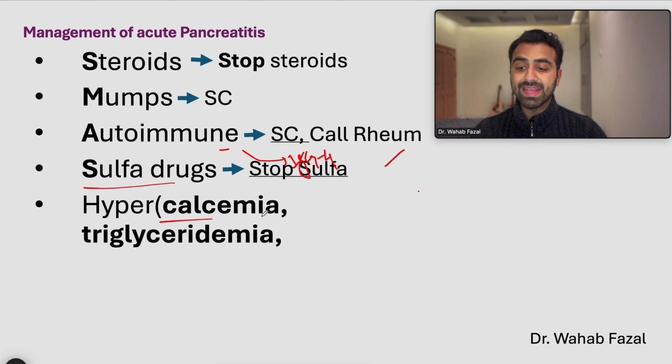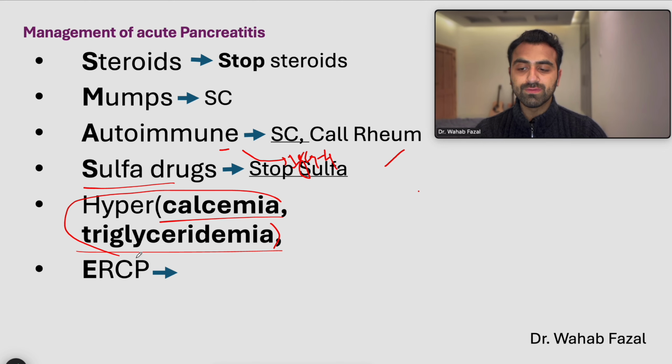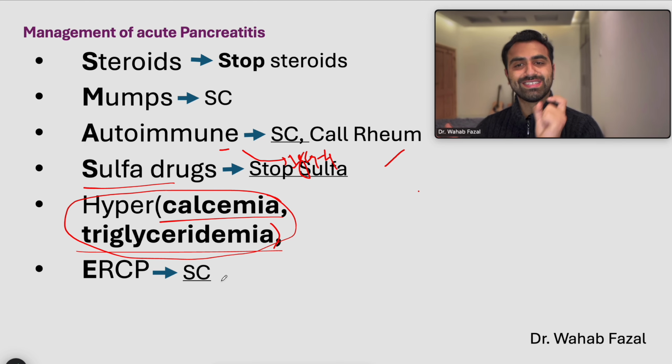If you have things like hypercalcemia and hypertriglyceridemia, it's very important to understand this. I'll talk about both of their management, because this gets tested very frequently in your exams, and it's important to know this for the ward as well. For ERCP, remember, ERCP can be used to treat biliary pancreatitis when the stone is stuck, but it can also cause acute pancreatitis, because you're meddling around, you're playing around in the pancreatic duct and the CBD. Therefore, you can cause pancreatitis. So what you do is supportive care.